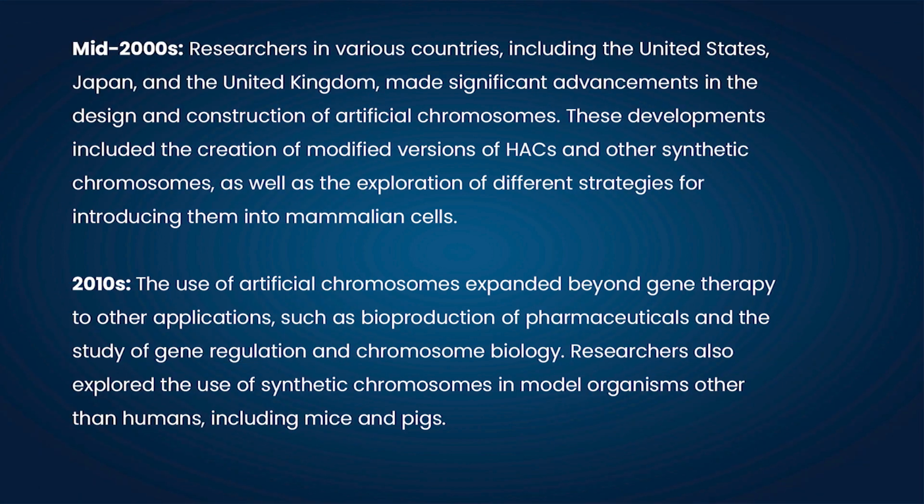In this era, researchers explored the use of synthetic or artificial chromosomes in model organisms other than humans, including mice and pigs, so that these artificial chromosomes can be used not only for gene therapy or therapeutics, but also for the production of important biochemicals, bioproducts, or pharmaceuticals in host cells like mice and pigs.